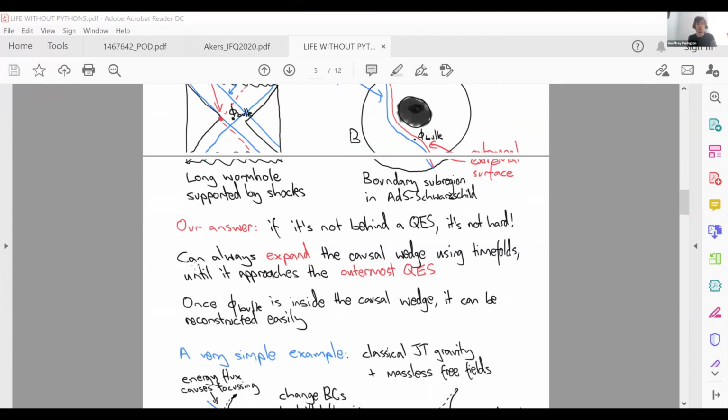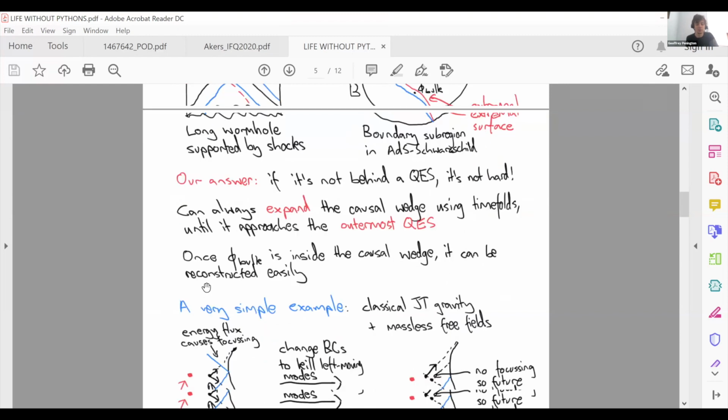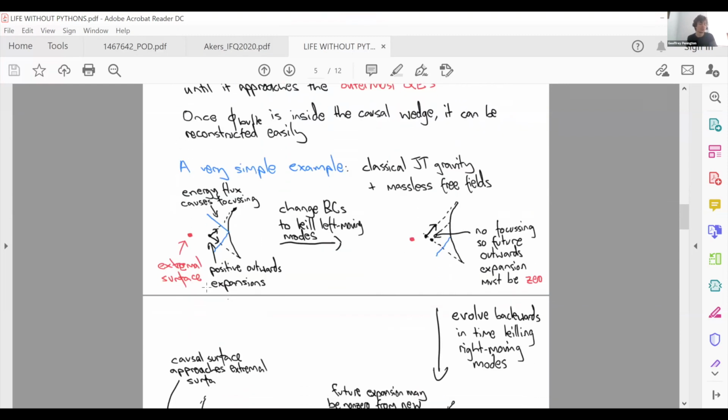And of course, once we've done that, then it's inside the causal wedge and we can do whatever we want to it pretty easily, so we think. Okay, so let me first go through a very simple example of how this can work. And that's just going to be classical JT gravity, so 1+1 dimensional with some massless free fields in it.